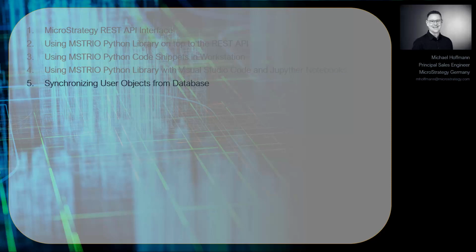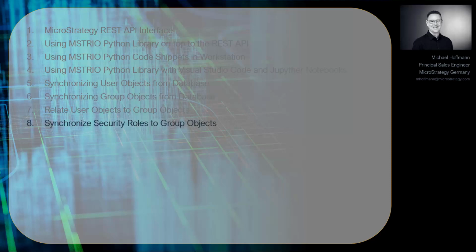First, I will show you how you can synchronize user objects that come from a database. Next, synchronization of group objects from a database. Then we will relate user objects to group objects. We will synchronize security roles to group objects. We will synchronize security filters to group objects. And moreover, we will synchronize folder objects' access control lists to group objects.